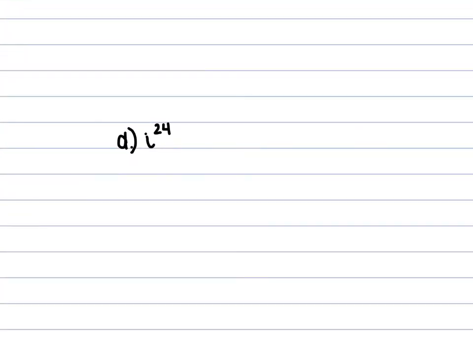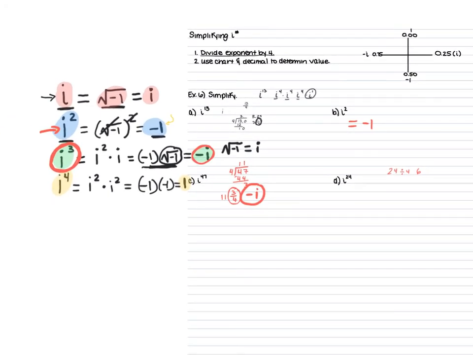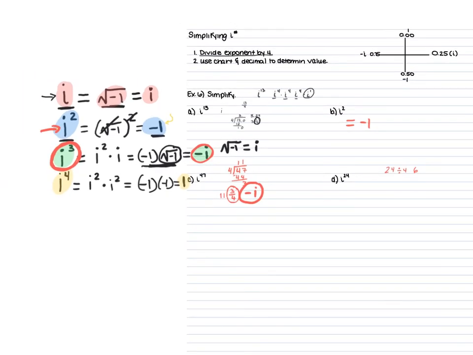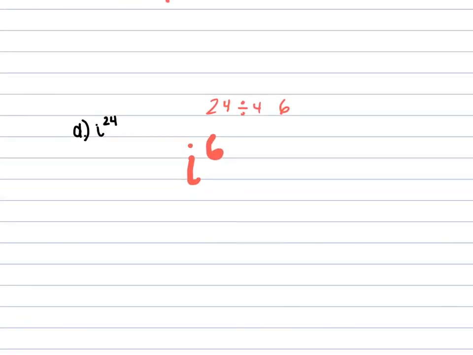Okay, so we've got I to the 24th power. So we're going to do 24 divided by 4, which gives me 6. So this is the same thing as I to the 6th power. There's nothing left over, right? If you wanted to look at it, all of these, there's no leftover.